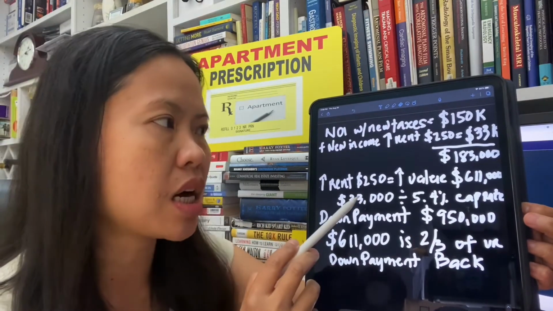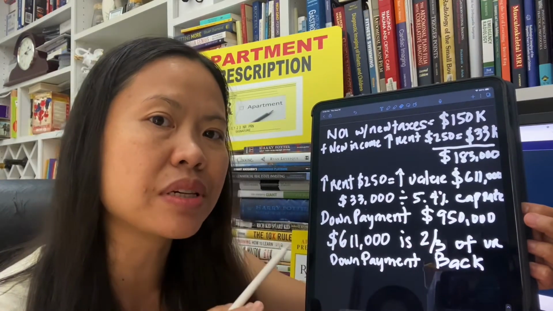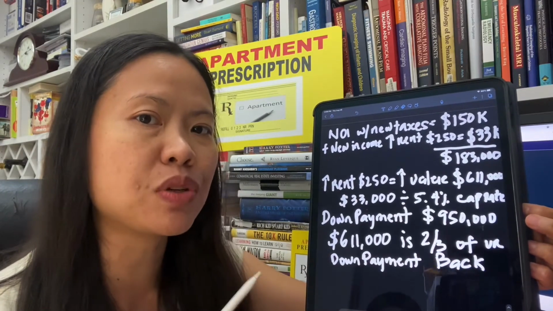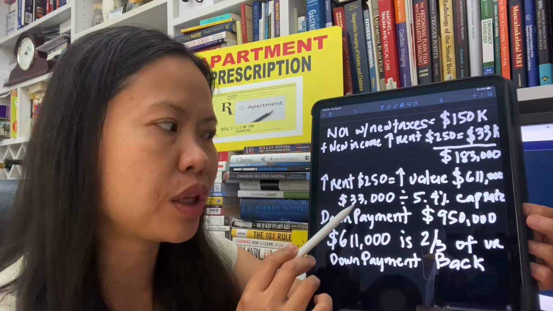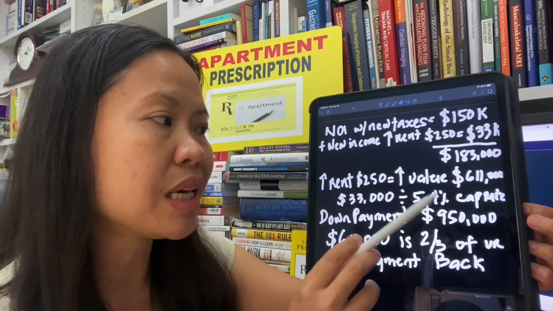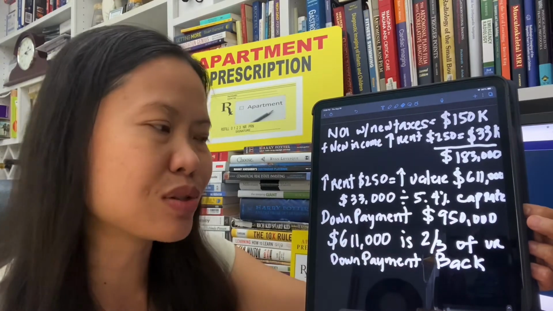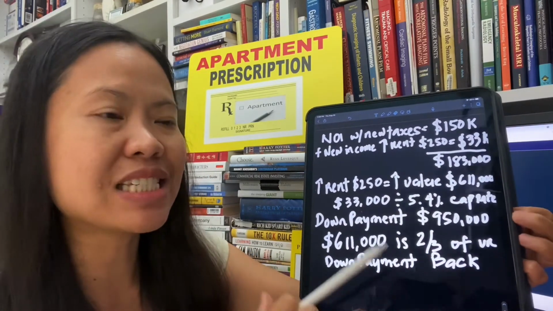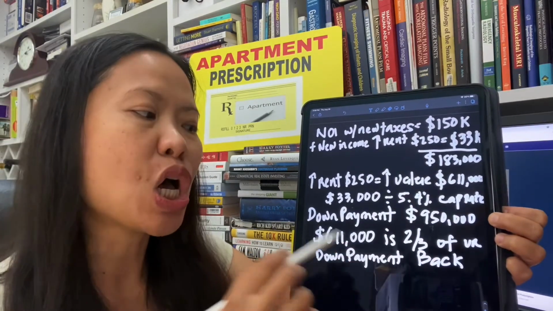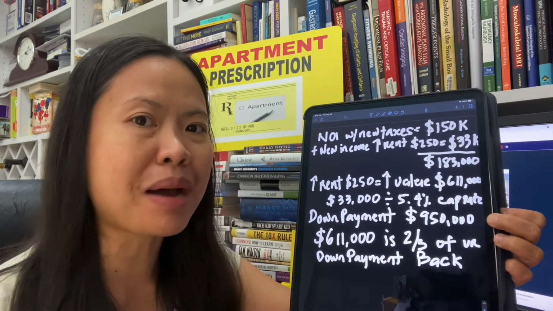Now, do you remember how we got the $33,000? This is the new income. When we increase the rent by $250, that was $66,000. Now we said we were very conservative. What if we only get 50%? That's how we come up with $33,000. So $33,000 divided by the 5.4% cap rate gives us a new value of $611,000. The down payment is $950,000. So $611,000 is 2/3 of your down payment back. That's almost 75% of your money back.